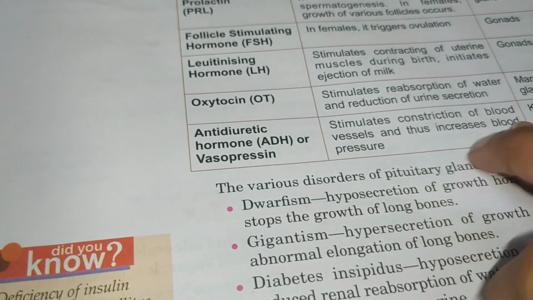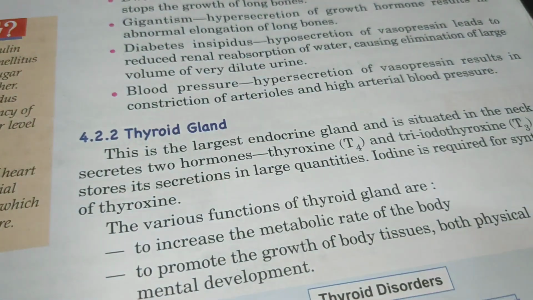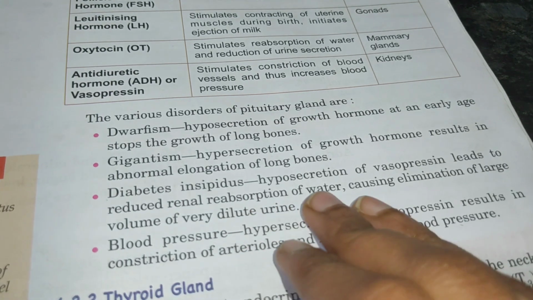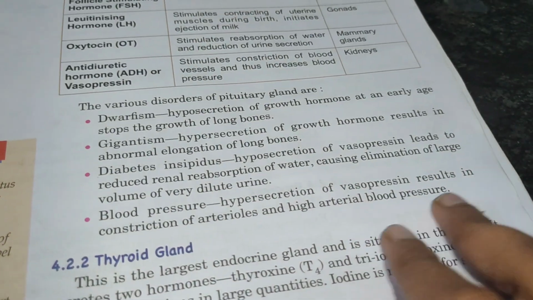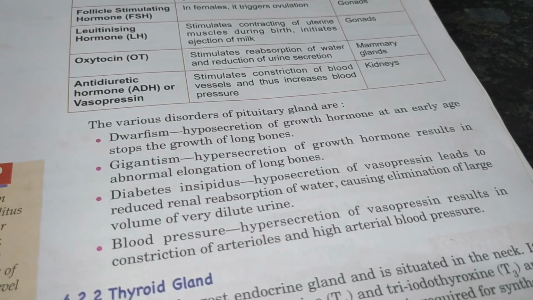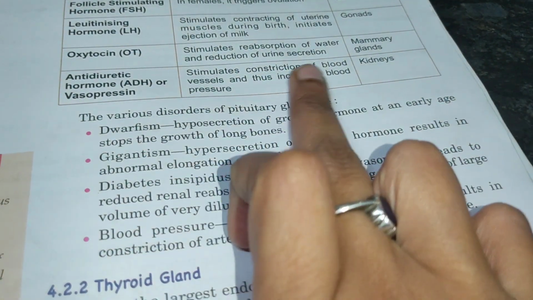Vasopressin, the blood vessels will not be allowed to constrict. So blood pressure will become more. So it leads to reduced renal absorption of water and elimination of a large volume of very dilute urine. So urine will become very dilute and it will be going. Then blood pressure. So again vasopressin, constriction of blood vessels.